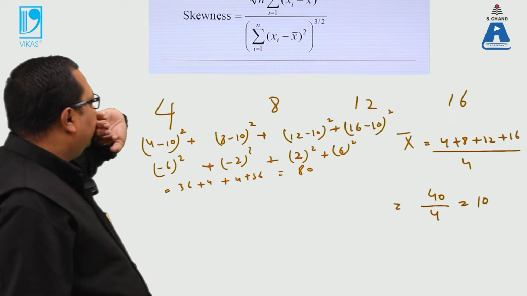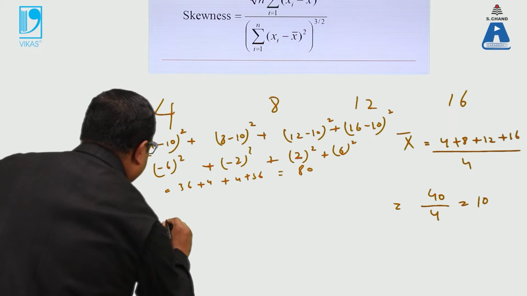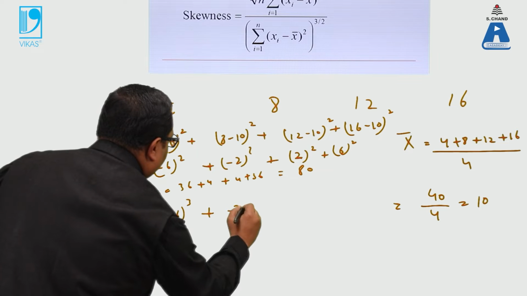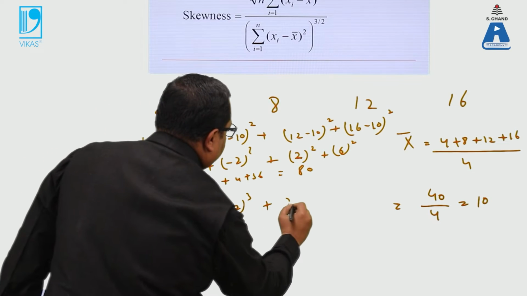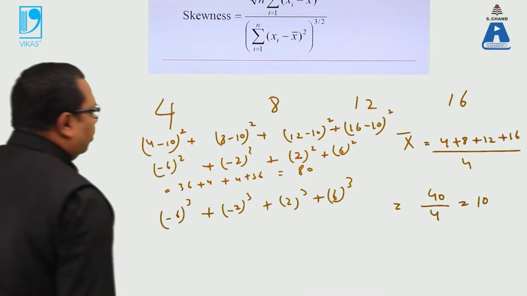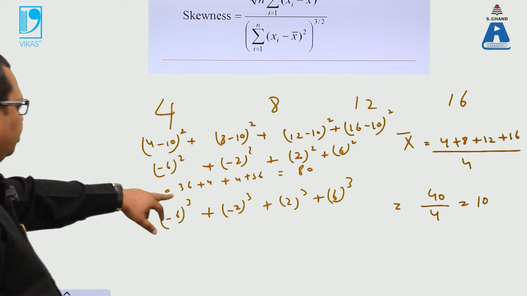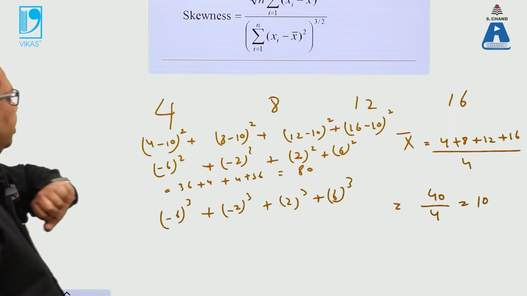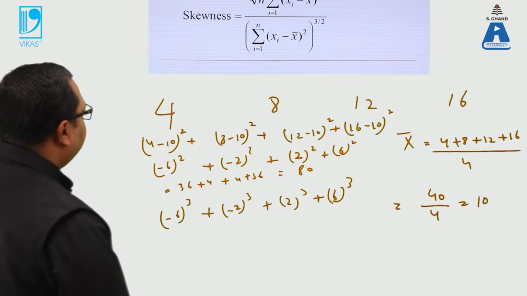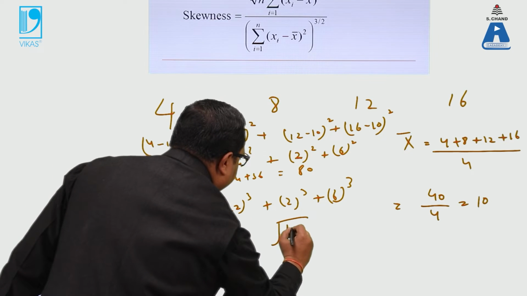Then we will calculate xi minus x bar whole cube. So we can say that we can calculate minus 6 cube plus minus 2 cube plus 2 cube plus 6 cube. So we have this particular value; also we can calculate minus 6 cube, minus 2 cube, minus 2 cube and 6 cube. After calculating this particular value, n is 10, so under root n will be 10.